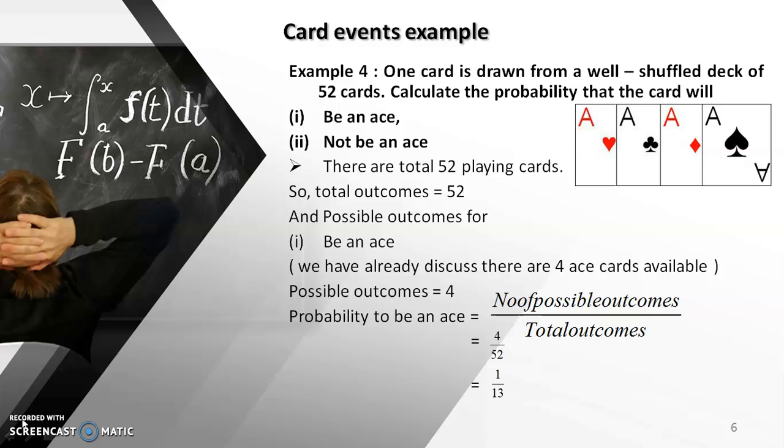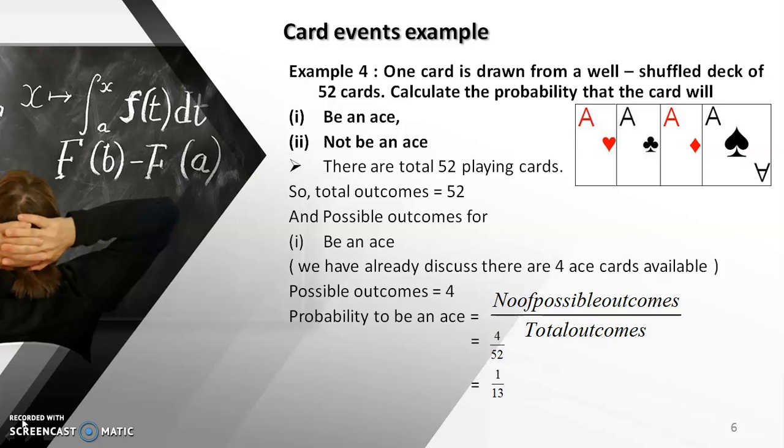Go to the next. It's example 4. One card is drawn from a well-shuffled deck of 52 cards. Calculate the probability that the card will be: first question, an ace, and second question, not an ace.